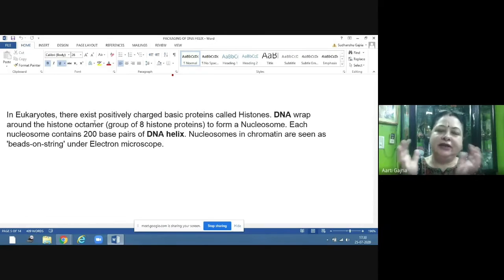So similarly, this is the octamer, and DNA is wrapped around this octamer, and this structure which is formed is called nucleosome. Each nucleosome contains 200 base pairs of DNA helix. Now, nucleosomes in chromatin are seen as beads on a string under the electron microscope.